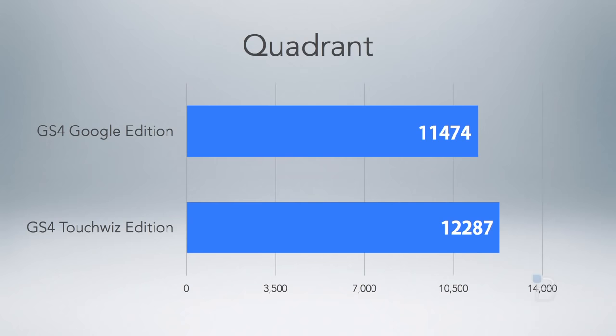Well, if you were like me, I fully expected the unlocked Play Edition phone to blow this one away. And I had to run the test actually 4 separate times to make sure what I was seeing was correct. The TouchWiz version actually beats the Google Play Edition, which is quite surprising. So the score I got on the Google Play Edition was 11,474. On the TouchWiz phone, it was 12,287. So that was kind of interesting.